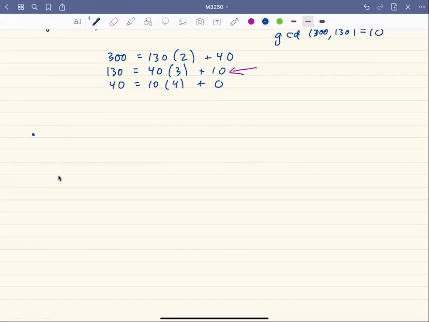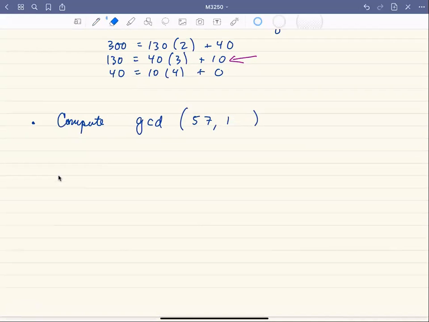Let's do another one. Let's compute the greatest common divisor of, let's say, 57 and 117. Okay, so 57 and 117. Actually, let's make it a little bit more interesting. Let's say 57 and 129. Okay. 129 is the larger number, so I'm going to put that on the left. I just automatically put the larger number on the left side of the equal sign.